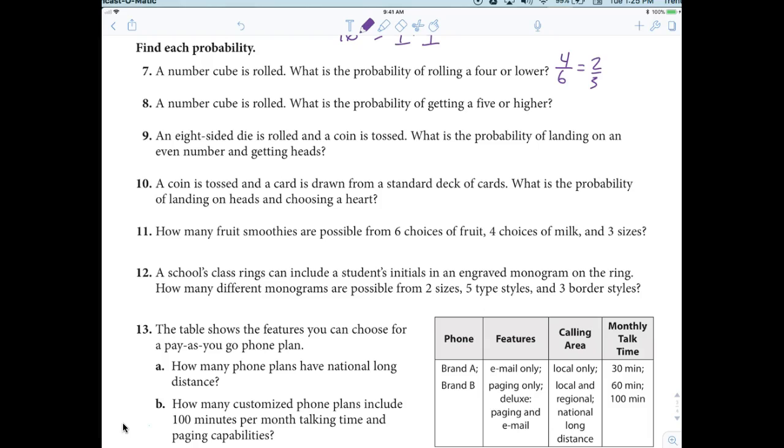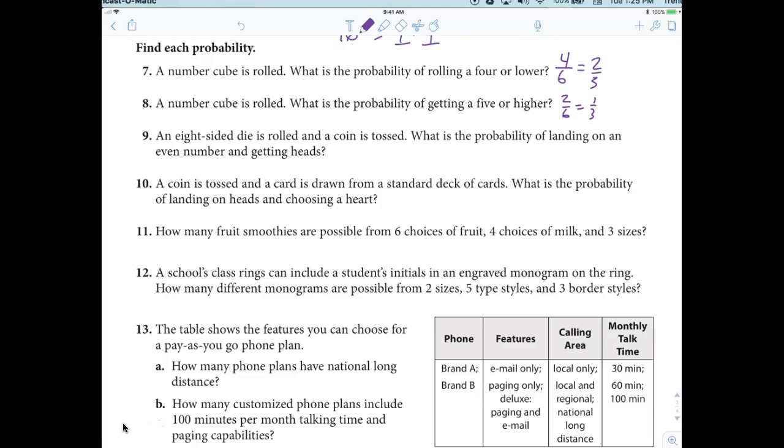Number 8. It says a number cube is rolled. What is the probability of getting a 5 or higher? I got 2 out of 6, and then we're going to reduce it to 1/3. Now, number 9. An 8-sided die is rolled and a coin is tossed. What is the probability of landing on an even number?